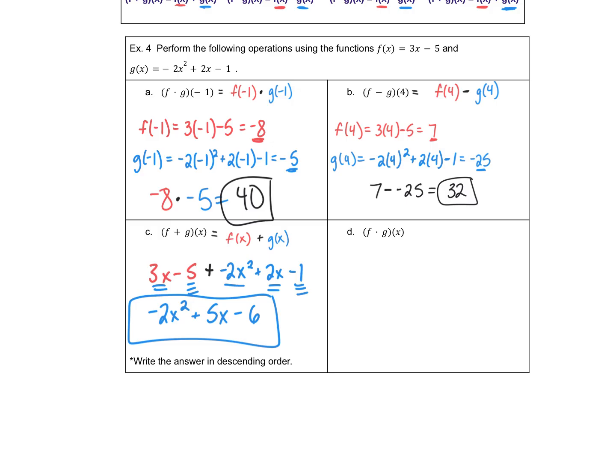On D, I want you to real quick just try to set this up. Don't go any further yet, just because I want to make sure we set it up right before we do it.